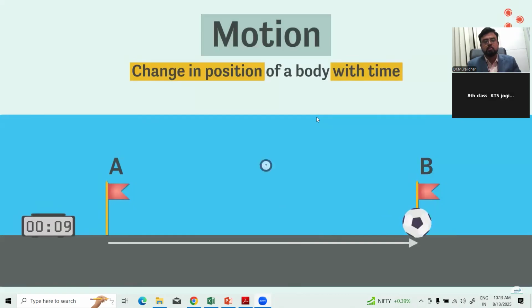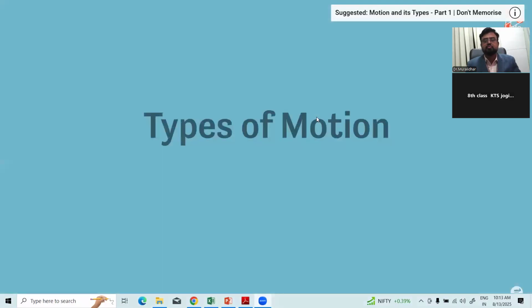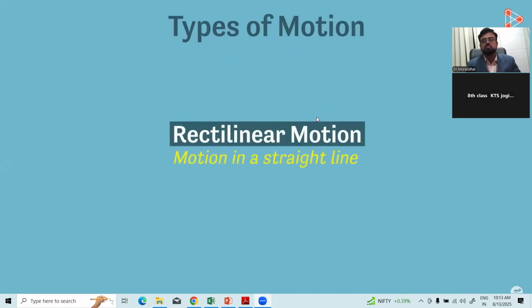What are the types of motion that we had studied previously? We have seen four types of motion. The simplest of all is the rectilinear motion. It is the motion of a body in a straight line.